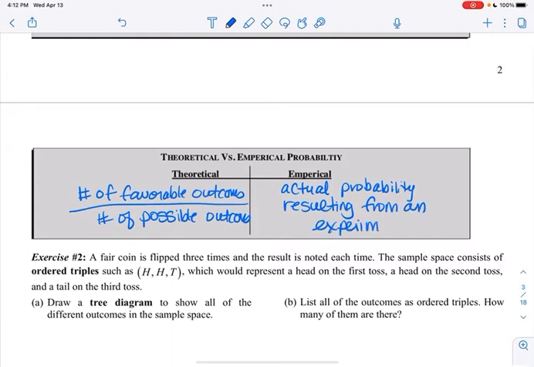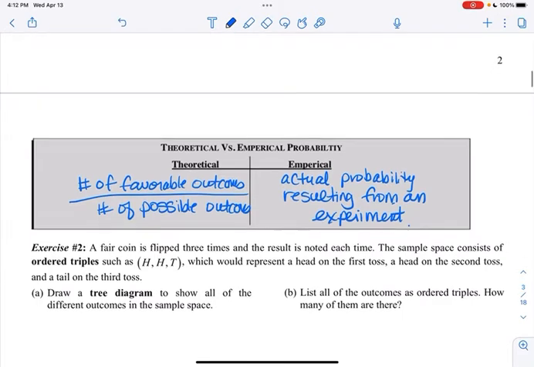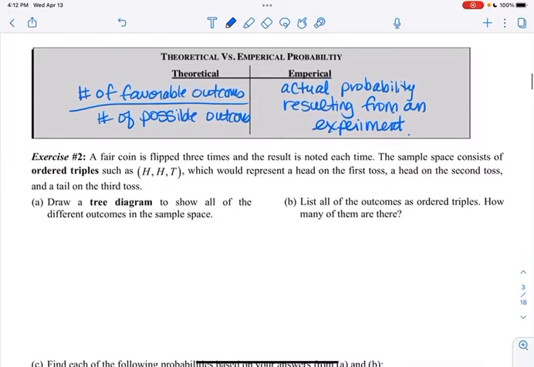Theoretical is in theory. In theory, if I flip a coin, half the time I should get heads and half the time I should get tails. But that could be different from the probability resulting from an experiment.